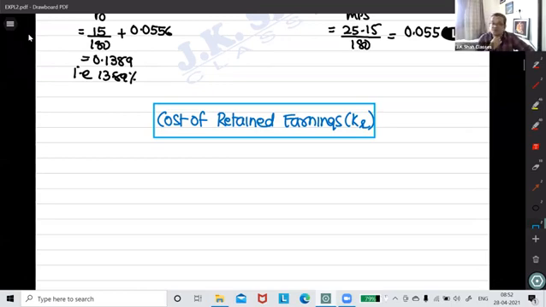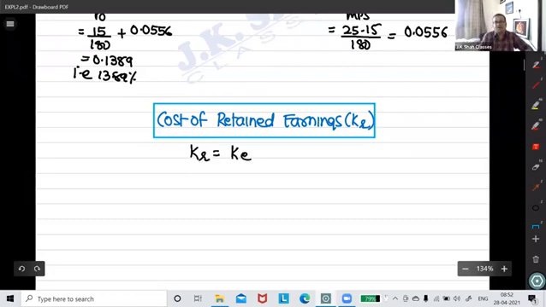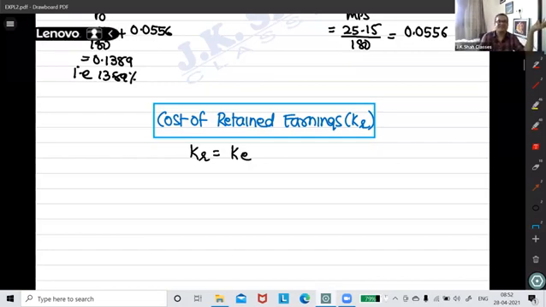Shall we write the formula for this? Are we ready, guys? Okay. Write the formula. KR is equal to K. Done. What else do you expect?